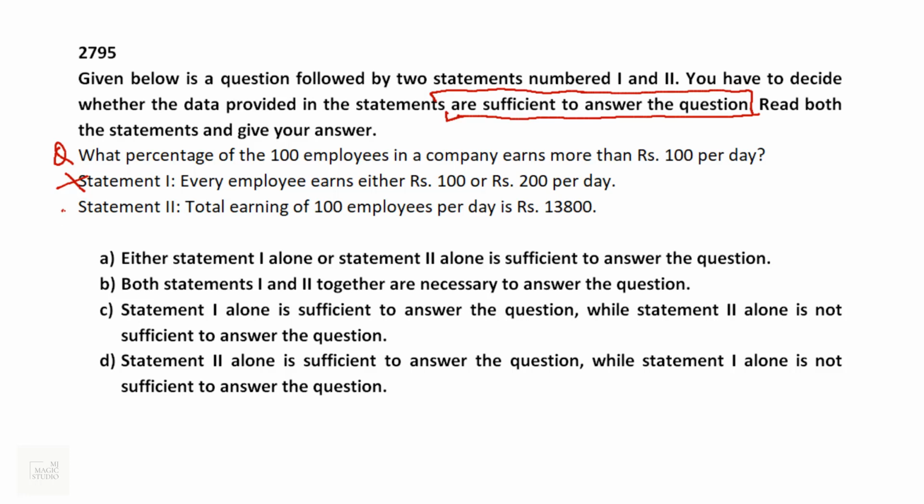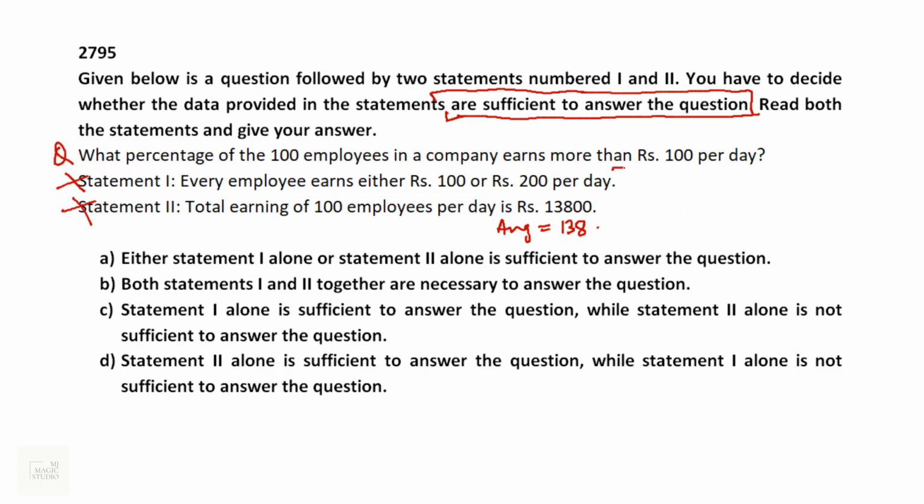Now statement 2 says total earning of 100 employees per day is 13,800. But again, there is no evidence about how many people are earning what amount. Because from here, we can only find the average earning, and the average earning of 100 people would be 138. That means statement 2 alone is also not sufficient to answer this question.